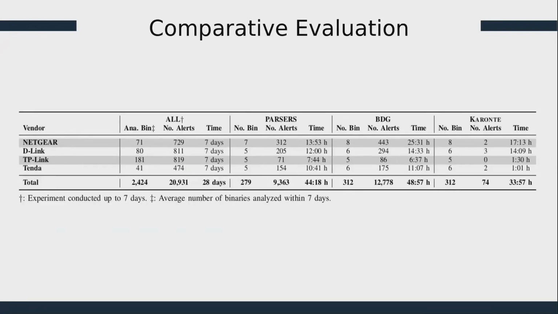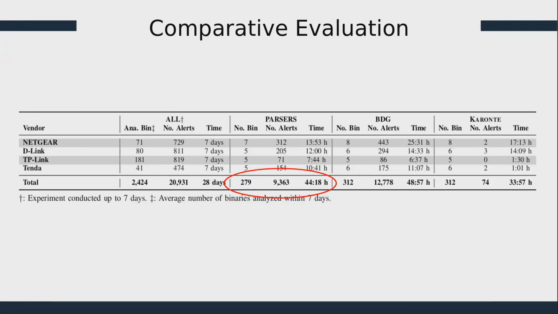We also ran a comparative evaluation, which basically we tried to measure the effort that an analyst would go through in analyzing firmware using different strategies. In the first one, we consider each and every binary in the firmware sample independently and run the analysis for up to 7 days for each firmware. The system generated almost 21,000 alerts, considering only almost 2.5K binaries. In the second case, we found the border binaries, the parsers, and we statically analyzed only them. And the system generated 9.3K alerts.